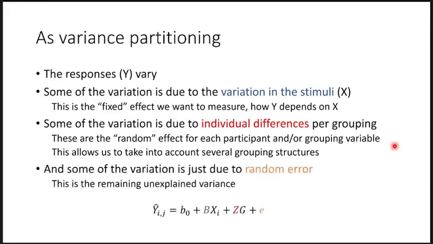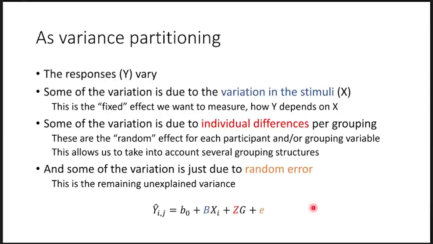And then the rest of the variation is due to random error, or unexplained error, or noise, right? Something like that. And then we have this formula: this is the intercept, and then the fixed effects, the effects that we want to measure, and then the random corrections, and then the error, what's left over. Is that clear? Mm-hmm.